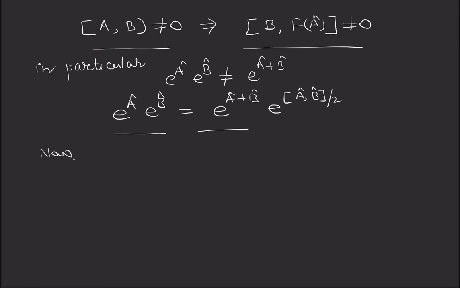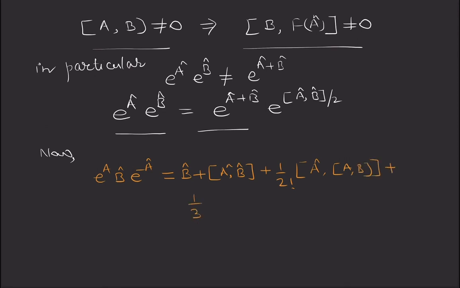Now another relation: e to the power A operator B e to the power minus A operator is equal to operator B plus commutator of AB plus 1 by factorial 2 commutator of A comma commutator of AB plus 1 by factorial 3 commutator of A comma commutator of A comma commutator of AB, and so on. We can prove these two relations in the coming videos.